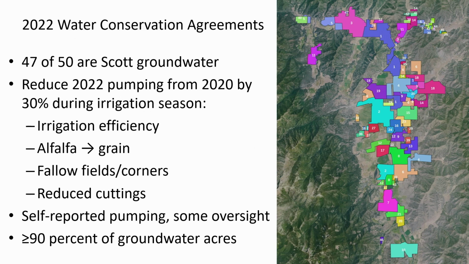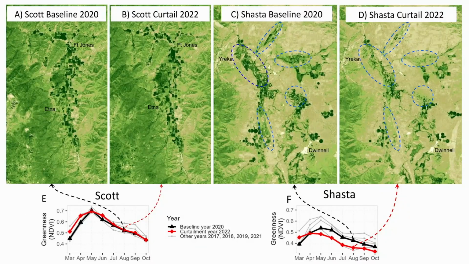There's really no meters to speak of in the Scott River. It's all estimated and self-reported usage. And almost all the groundwater users in the valley signed up for this program. So what did we see in terms of the fields?